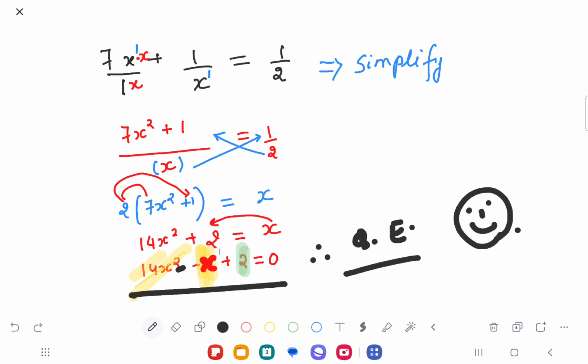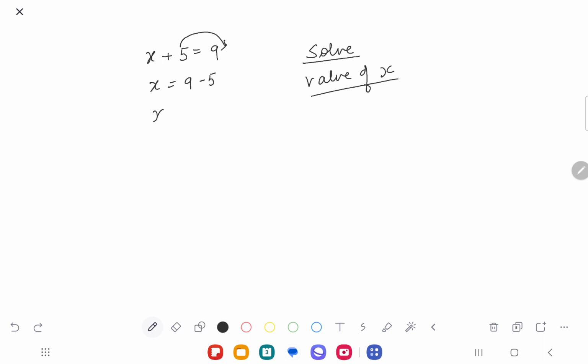Now, this is one part. The second part is: what is the solution of the quadratic equation? What do you mean by solution? For example, you say x plus 5 equals 9. If I ask you to solve this question, that means I need you to find out the value of x. Understand? That's very simple for you. You will simply take 9 to the other side, 9 minus 5. You take x as 4. But the point is that this equation is not a quadratic equation.